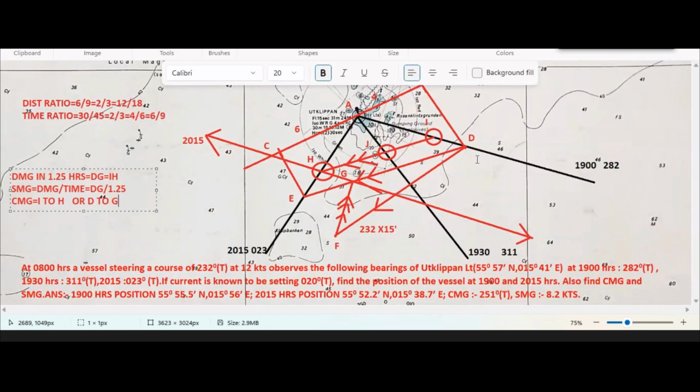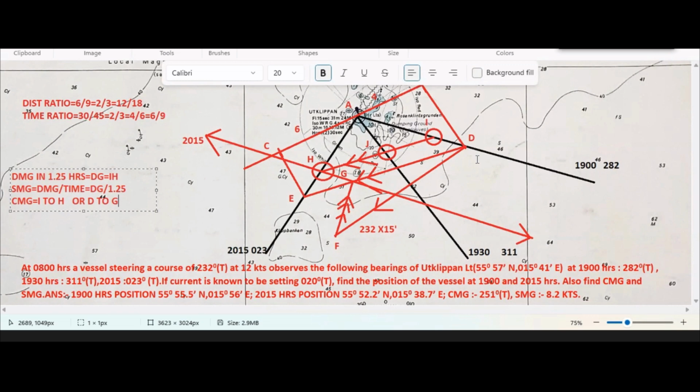Transfer of position line, what do you do? Take any point and draw the course, then apply the current and transfer the PL. But in a normal running fix, the rate of current is also given. In this problem, the rate of current is not given. Because of that, initially you could not apply the running fix method at the beginning itself. Without that rate of current, we could not do it because it is not given in the question. If the rate of current is given, all these things will not be done.